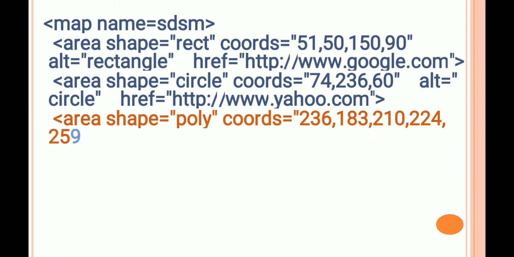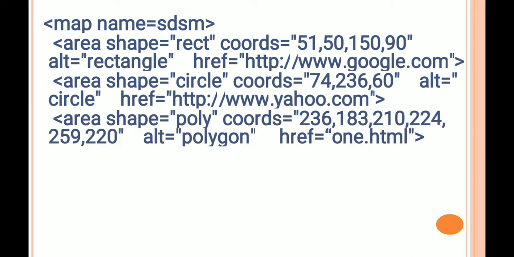After that, for the third shape, area shape is equal to poly. We are going to draw a rectangle, but for any free-handed shape we make use of poly values. That's why here we use shape is equal to poly. After that, we mention the coordinates of that particular shape. Then we use alt, and after that href.